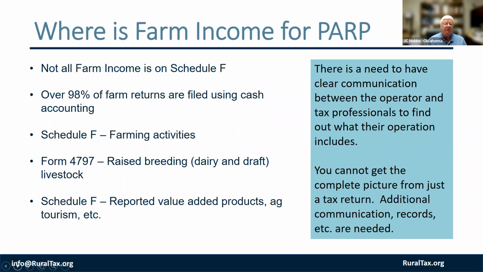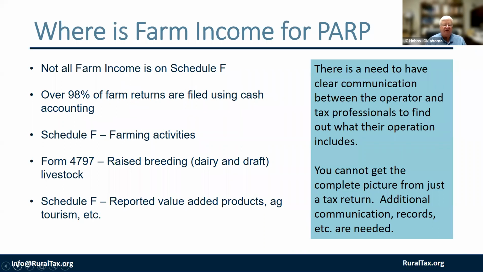The Schedule F, that's our farming activities. That's where we report those farm business activities. Then we are going to look at Form 4797. That is for sale of business property. On that form, we'll find raised breeding livestock sales. It would also report dairy and draft animal sales. So we're going to walk through the process of how to pull those numbers out, where you're going to find them, how to adjust them, where they come into play.